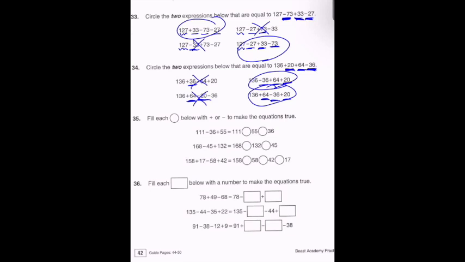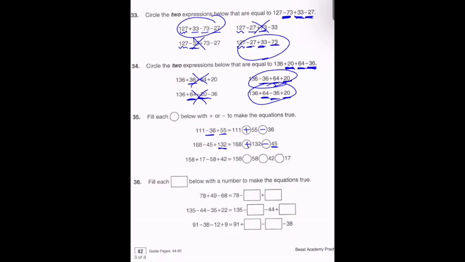The next problem says fill each blank below with the plus or minus sign to make the equations true. So we have 111 minus 36 plus 55. Since we're adding 55, a plus sign is going there, and we're subtracting 36, so it's going to be minus 36. For the second line, we're supposed to add 132 and subtract 45. So even after rearranging, we should rearrange the signs as well according to the numbers. And we're supposed to subtract 58, so place a negative sign there. And we're adding 42, and we're adding 17. So a plus sign will go in there.